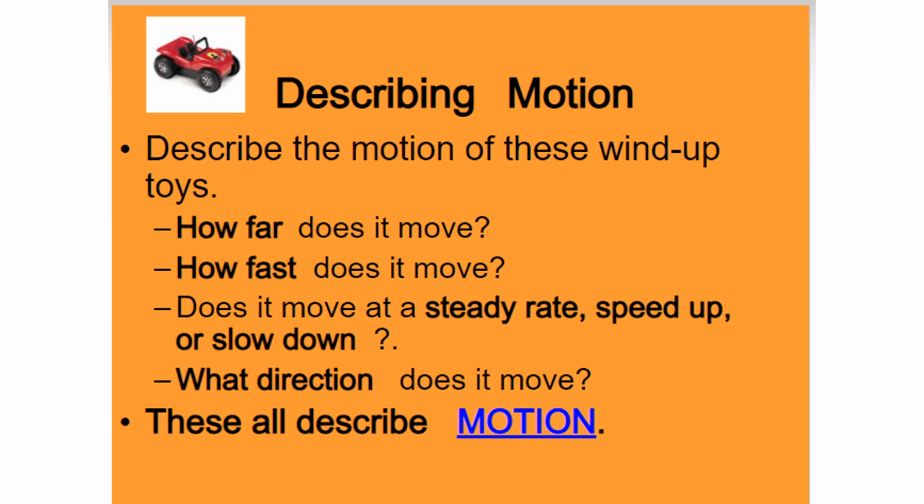para malaman po natin kung paano sila i-describe, kailangan alam natin kung how far does it move yung wind-up toy, and then how fast does it move yung wind-up toy, and then dapat yung wind-up toy meron po siyang steady rate, speed up or slow down, and then meron din pong direction na kung saan mag-move yung object. So in that sense class, maaari po nating ma-describe ang motion ng isang bagay.